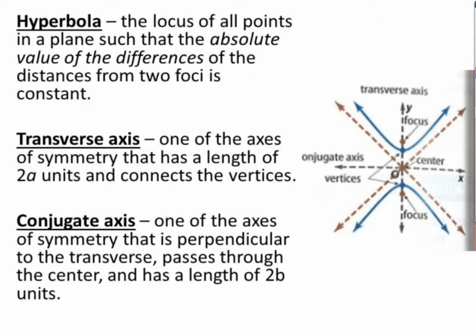A hyperbola is the locus of all points in a plane such that the absolute value of the differences of the distances from the two foci is constant. The transverse axis is one of the axes of symmetry. The important thing to notice is that the transverse axis has a length of 2a units, and it connects the vertices. The conjugate axis is one of the axes of symmetry that is perpendicular to transverse, and it passes through the center, and it has a length of 2b units.